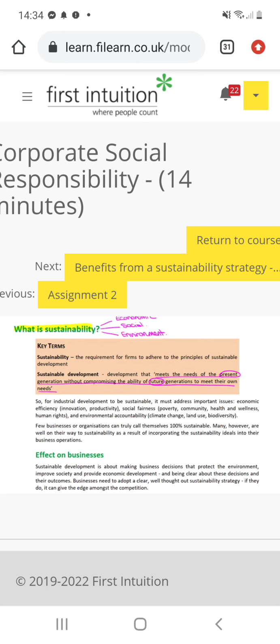So, as an example of that, if as an organisation we're using a scarce resource, a mineral, are we putting certain future generations at risk? If we're releasing pollution into the atmosphere, what will be the impact on future generations' health and well-being in living their own lives? So, for industrial development to be sustainable, it has to address our three important issues: economic efficiency, social fairness, and environmental accountability.